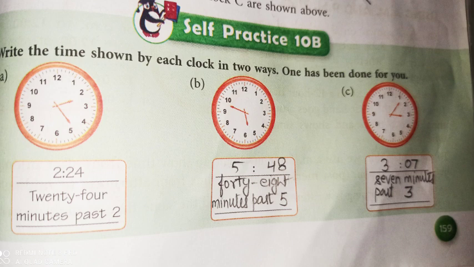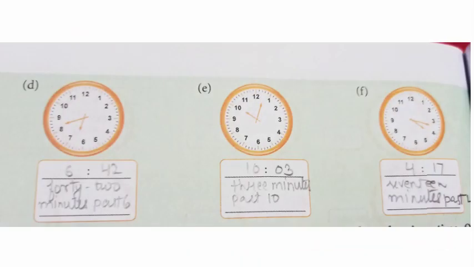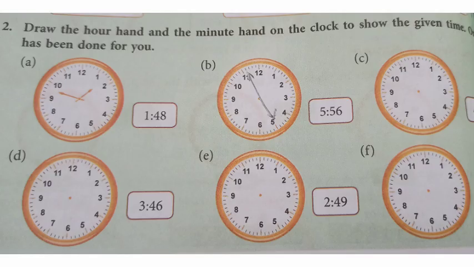C part will be 3:07 and we will write it 7 minutes past 3. And the next D is 6:42, and whenever we have a single digit like 3, we don't write just 3. We write 0, 3. Getting? So don't forget to write 0, 3. Then we have for F part 4:17, and in another way, 17 minutes past 4, and the E part 3 minutes past 10, and for D part 42 minutes past 6. Let's move to question number 2.